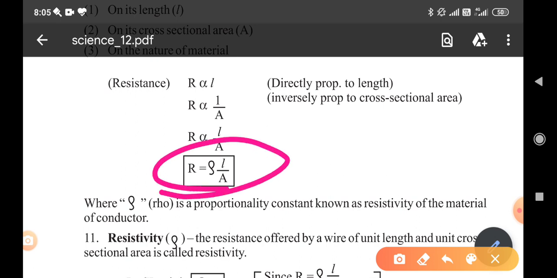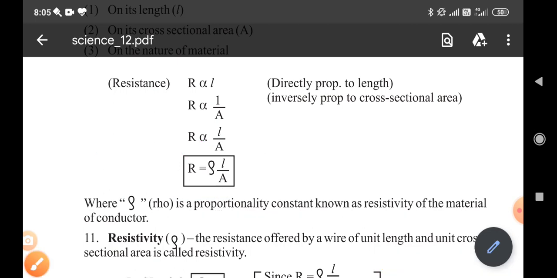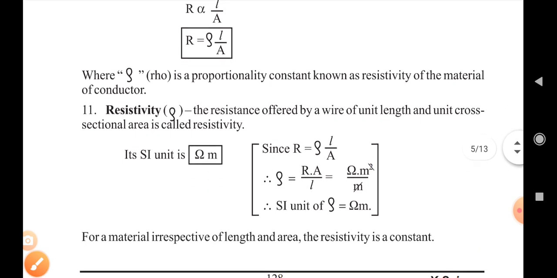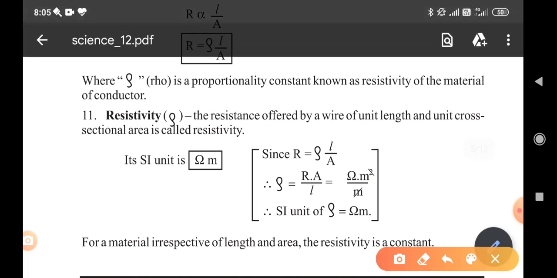After removing the proportional symbol, we get a proportionality constant, which is rho. This proportionality constant is also known as the resistivity of the material of the conductor. Now let us know more about resistivity. Resistivity, rho, is the resistance offered by a wire of unit length and unit cross-section area. Its SI unit is ohm meter.